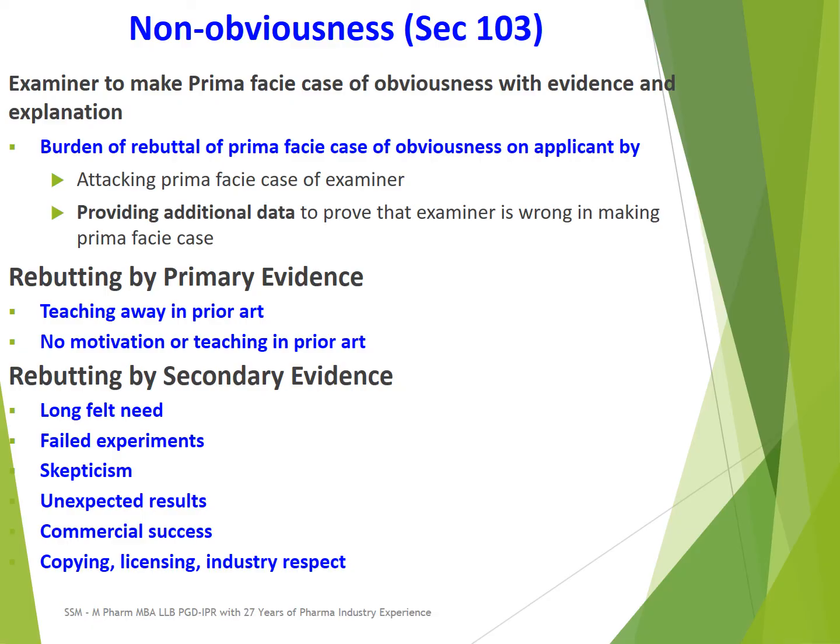Or you can show that there is no motivation or teaching in the prior art reference in order to reach my invention. So by primary evidence, you can rebut by showing the teaching away in the prior art reference, or by showing that there is no motivation or teaching in the prior art reference in order to reach or to complete the invention. Now rebutting by secondary evidence. If you are not able to rebut by primary evidence, or you can even use it as a supplement, secondary evidence for rebutting the obviousness rejection by the examiner.